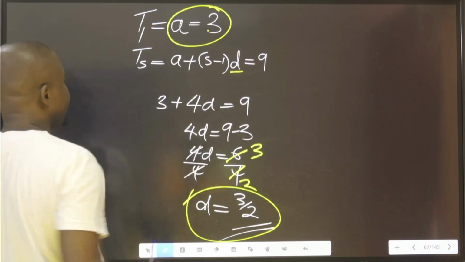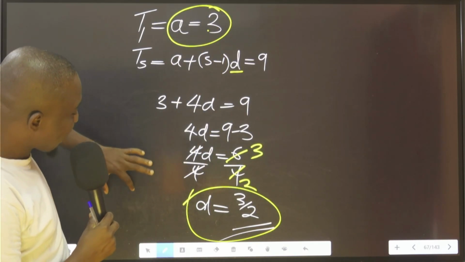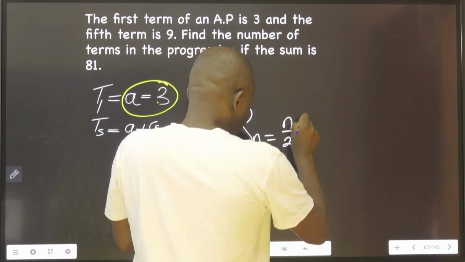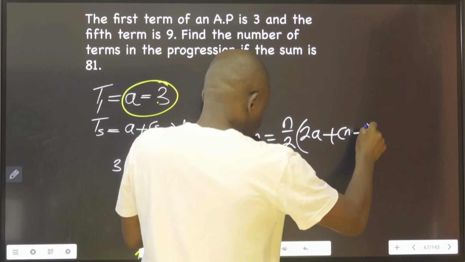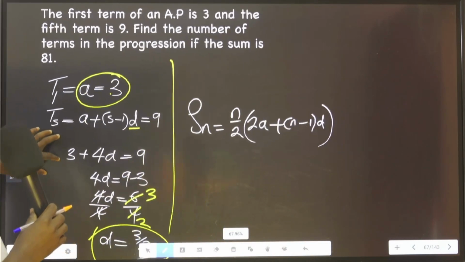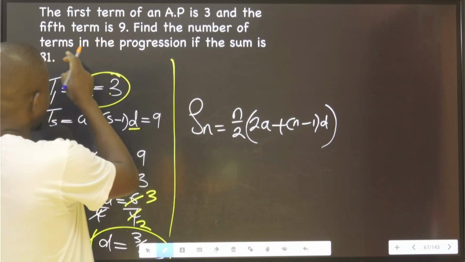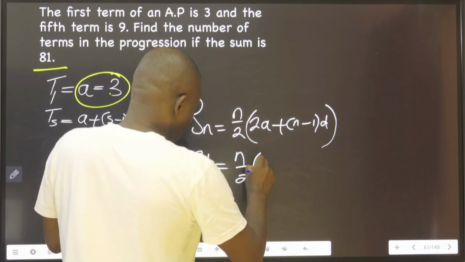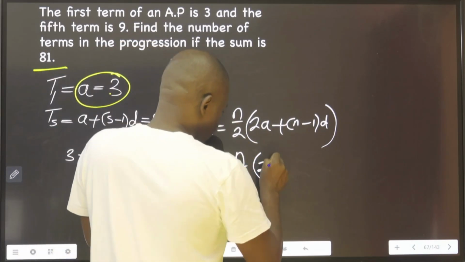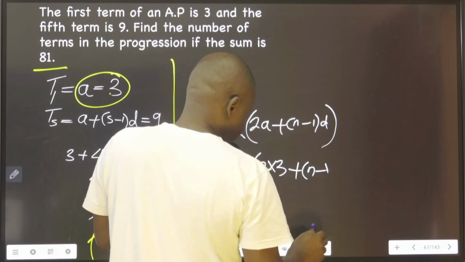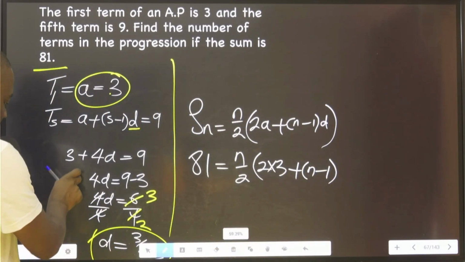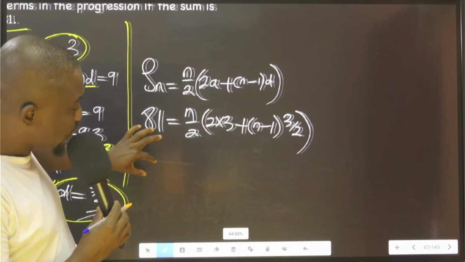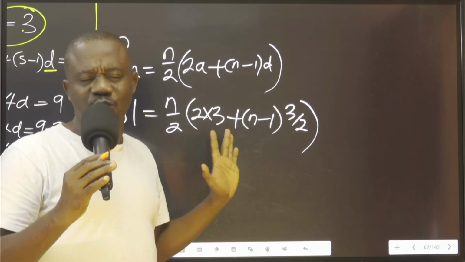So we have D now. We also have A. Now that we know this, we can invoke the formula n over 2, 2A plus (n minus 1)D. Now, we are asked to find n. We know the sum to be 81. We don't know n. We know A to be 3. We also know D to be 3 over 2. So all we need to do now is to work on this. No issue.